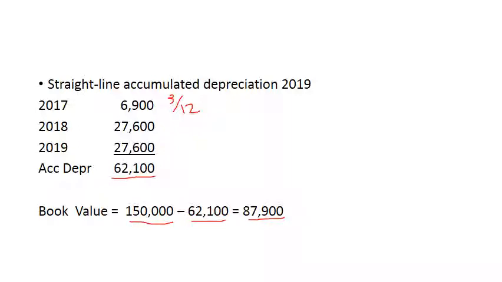So if I ask you what's the depreciation expense in 2020, depreciation expense is $27,600 because it's going to be the same for every full year. So that would be 2018, 2019, 2020, and 2021 because it's a 5-year life. So there'll be 4 years that are full years, and then you'll have 1 year. 2017 is a partial year, and then the last year's a partial year.